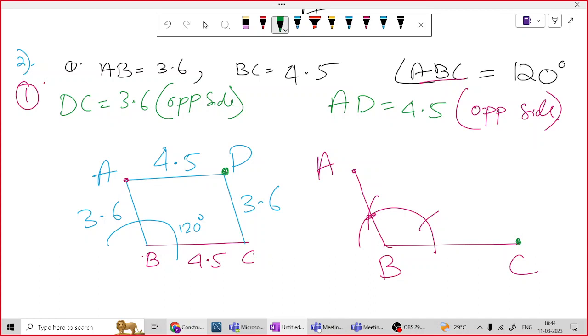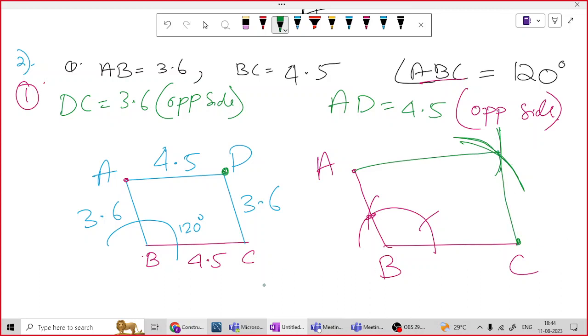Don't use the scale. Use the compass. Cut a 3.6 arc like this. And from A, what's the length you have to take? 4.5. From A, take 4.5, cut. Keep your compass where A is written. From there, cut another arc like this. Join these 2 points.